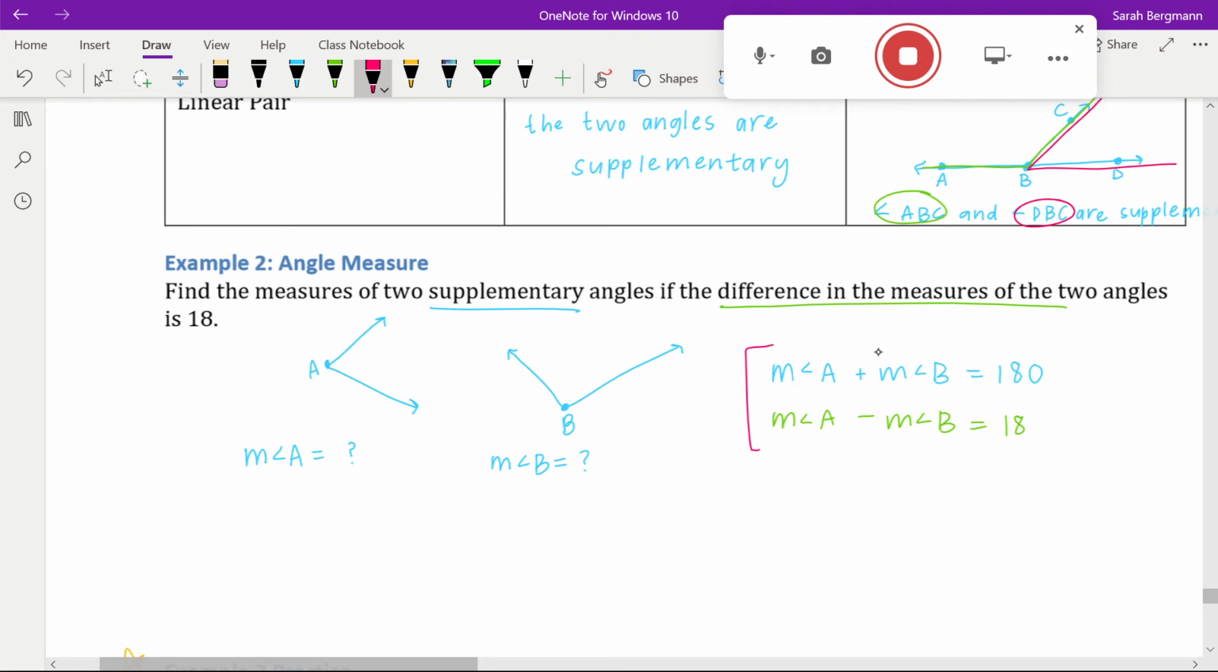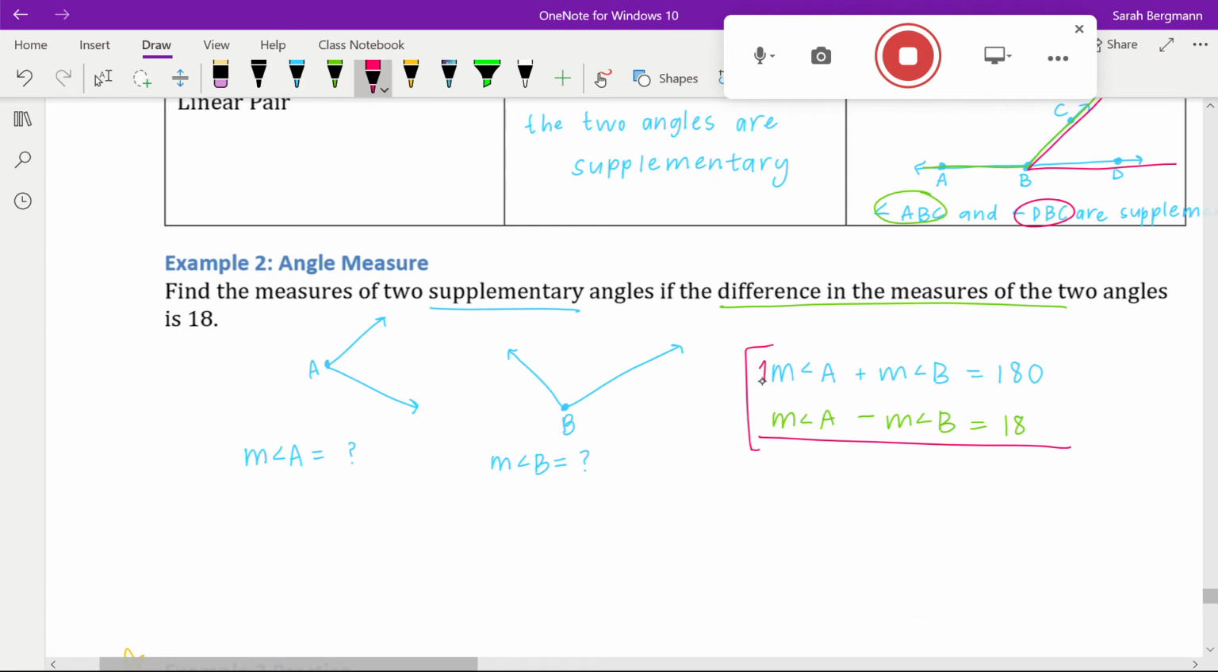Luckily on this one, we have one positive measure of angle B and one negative measure of angle B. Since these coefficients are opposite, positive 1 and negative 1, I would like to use the elimination method to solve this system of equations. To use elimination, you add your two equations together.